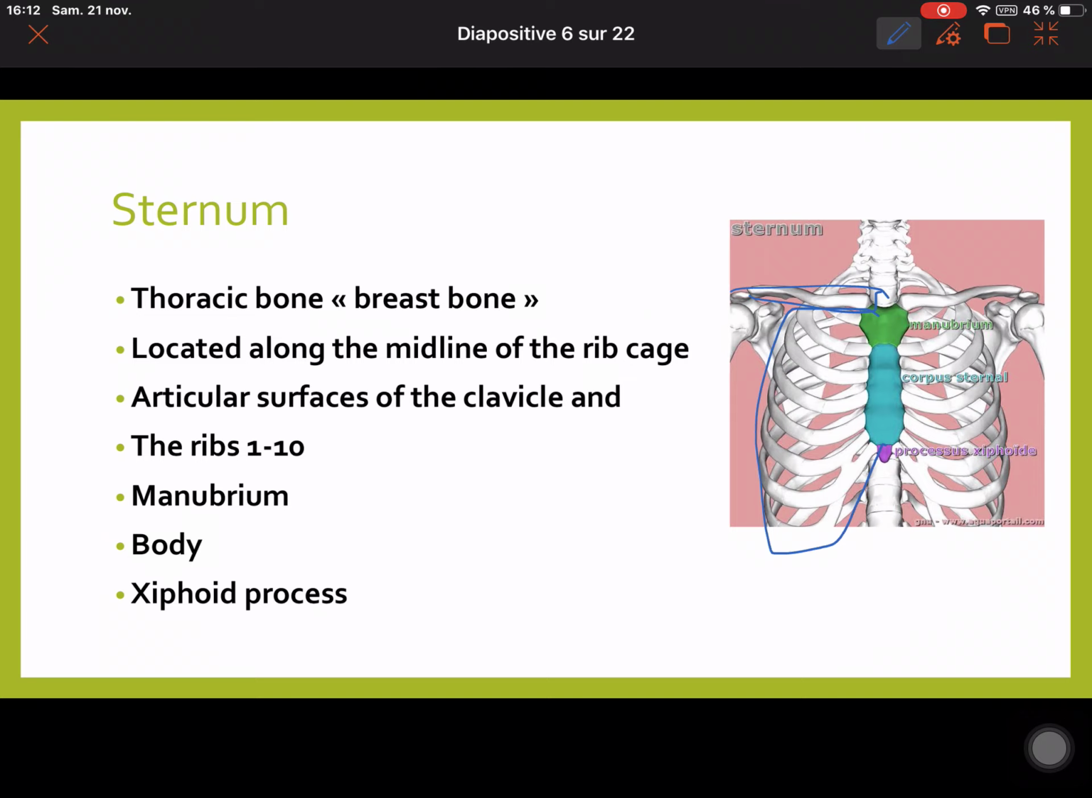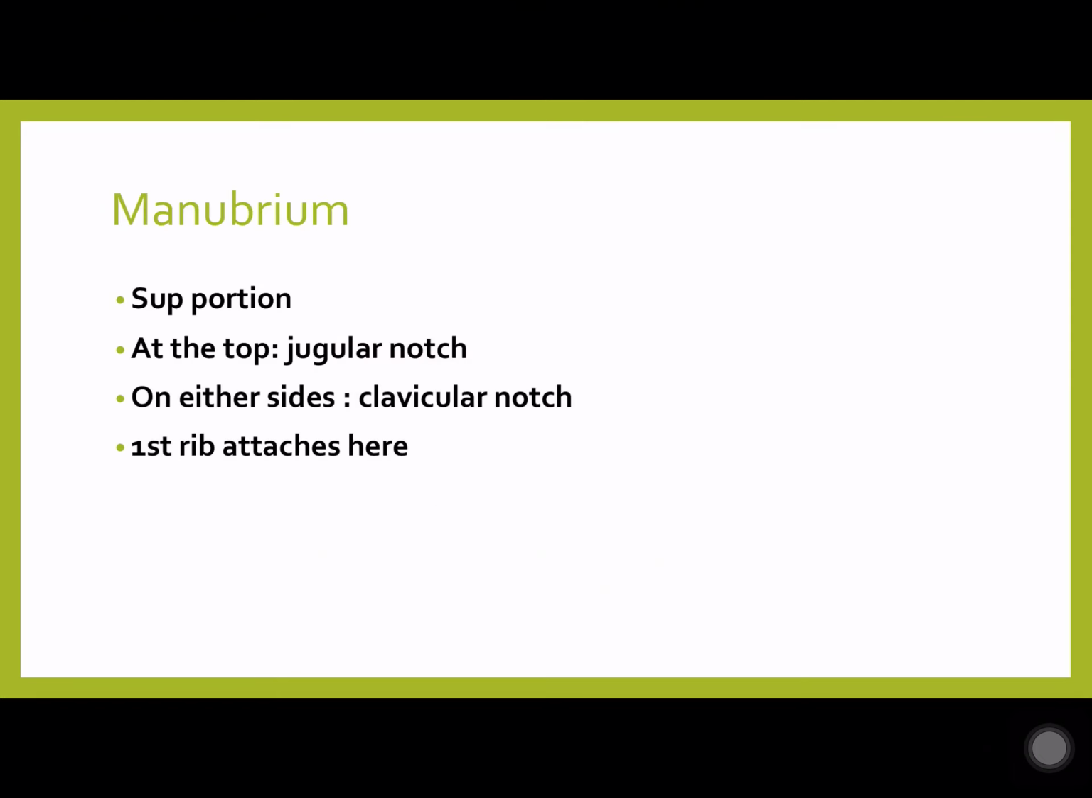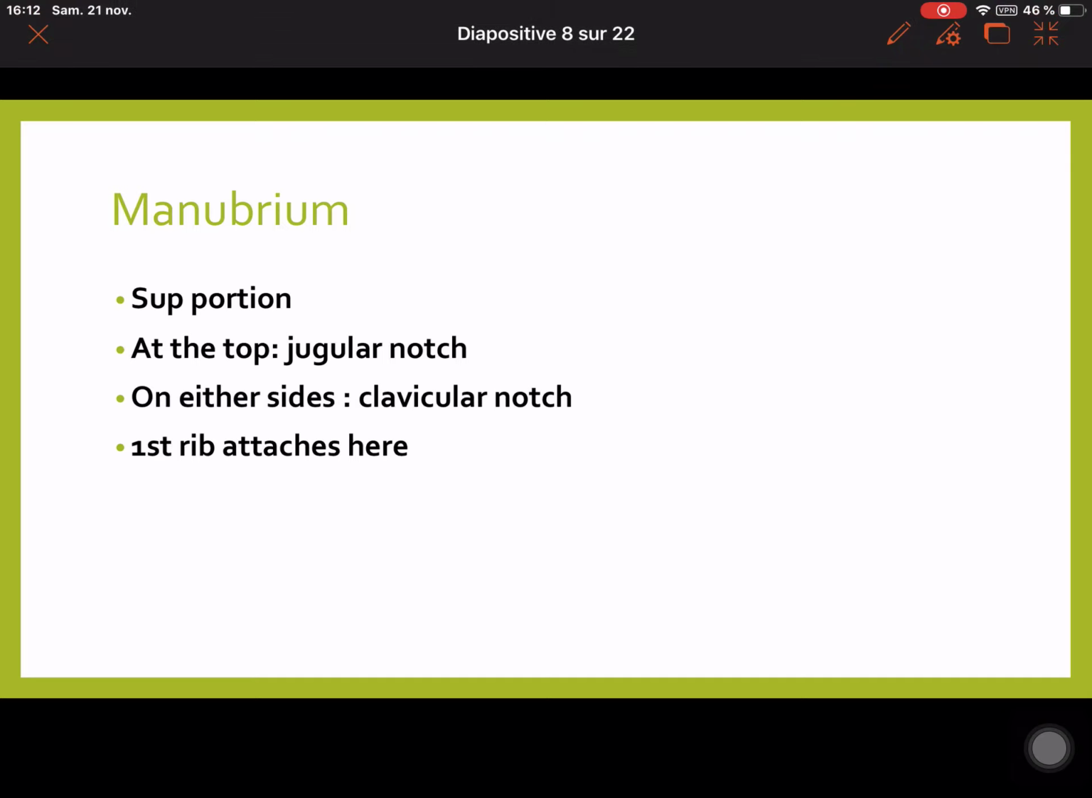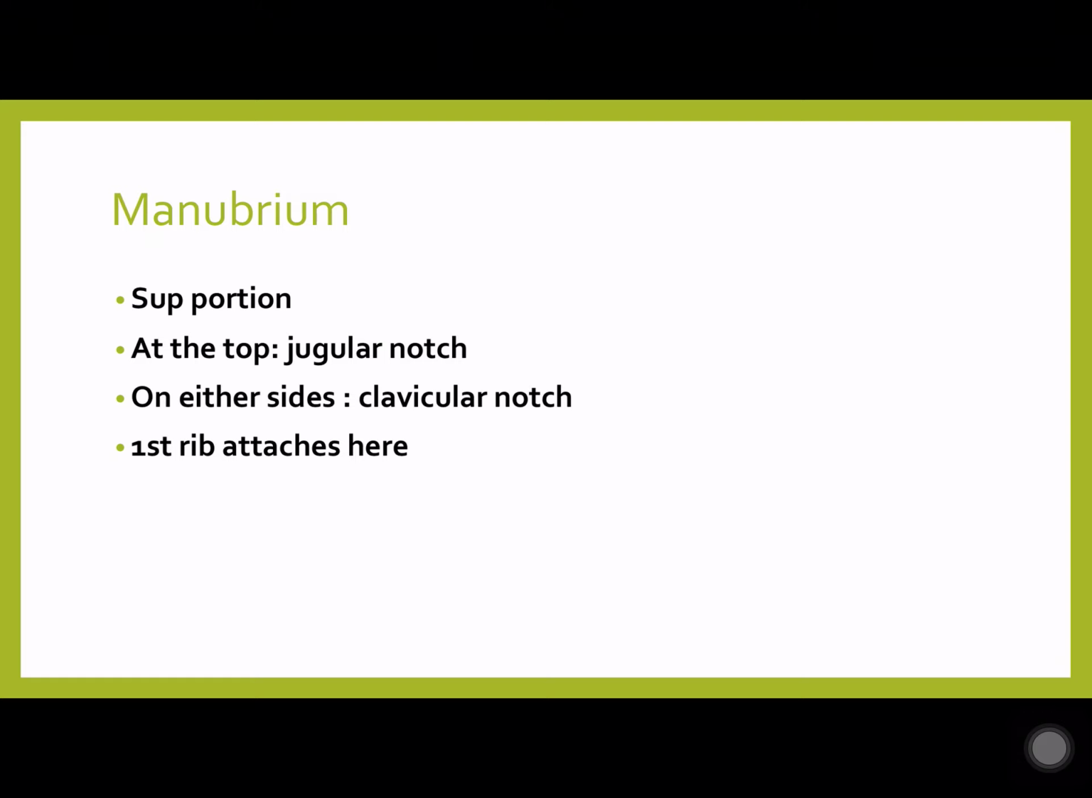The components of the sternum are superiorly the manubrium, centrally the body of the sternum, and lastly inferiorly the xiphoid process. We will discuss them one by one. Okay, let's see, this is another diagram of the thoracic cage.